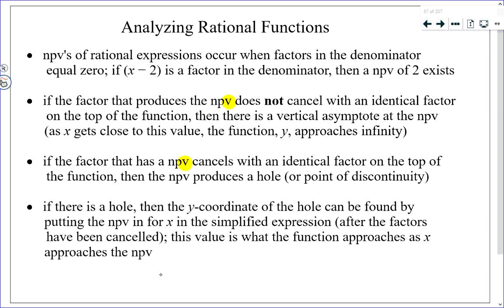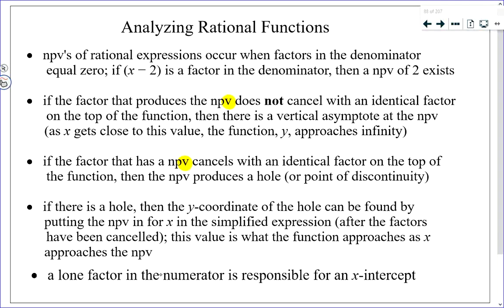If there is a hole and you want to find the y coordinate, then take the non-permissible value, that's the x coordinate at that hole, and put it back into the expression after you've canceled that factor and see what you get. That's going to be the value that the function will approach as x approaches the non-permissible value. In other words, it will be the y coordinate of the hole.